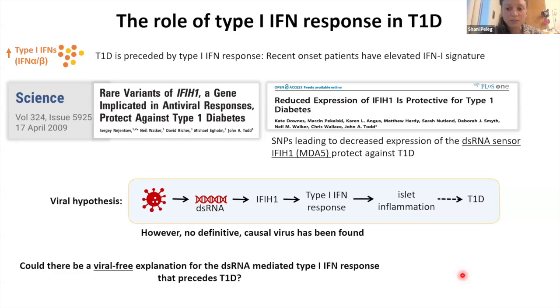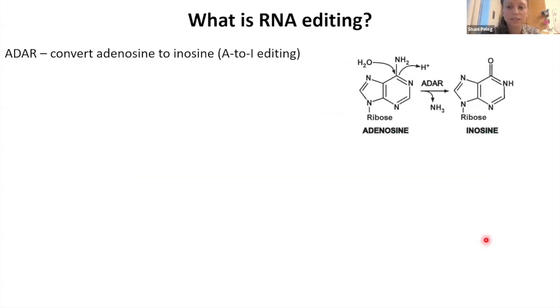So we asked ourselves whether there could be a viral-free explanation for the double-stranded RNA-mediated type 1 interferon response that precedes type 1 diabetes. And this is how we began to study deficient RNA editing in pancreatic endocrine cells. So what is RNA editing? RNA editing is a fundamental cellular process that's mainly conducted by adenosine deaminases acting on RNA, ADAR enzymes.